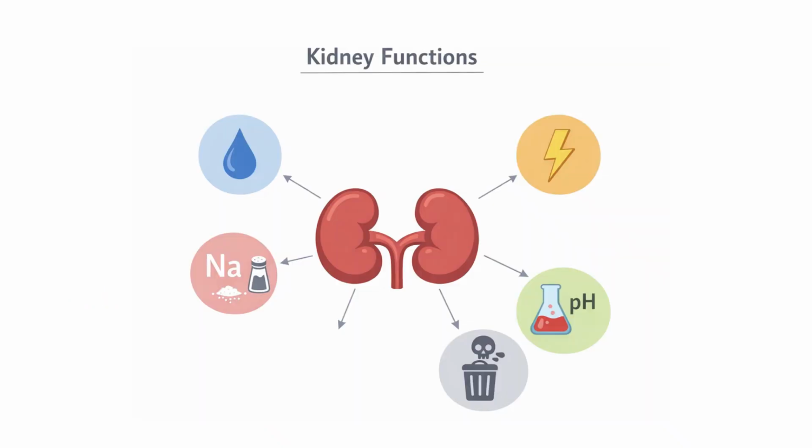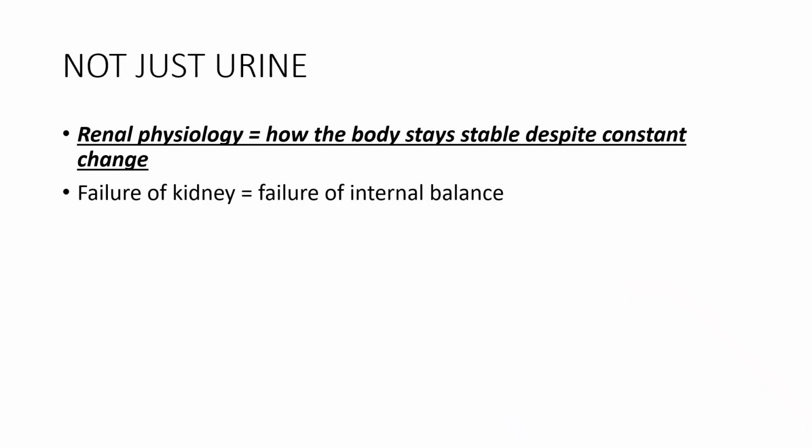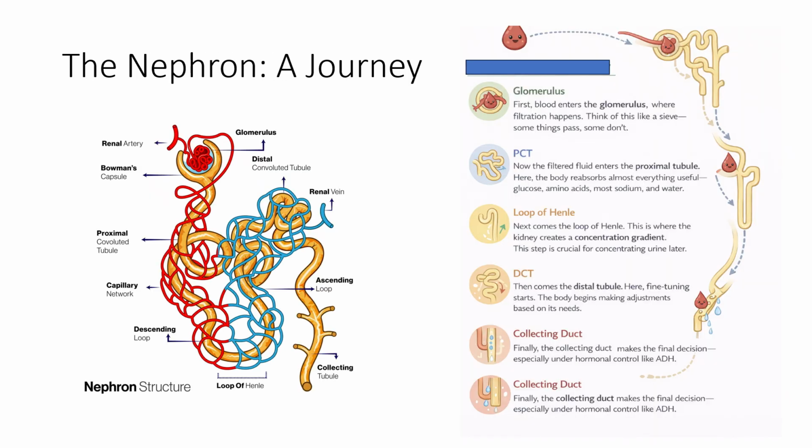So, if that is all the kidney is doing, it is maintaining the volume, it is maintaining your electrolytes, it is maintaining your pH, it is excreting the waste that can be harmful if it reaches more than a maximum value. So, instead of memorizing nephron, let's just follow one drop of blood and see what happens to it.